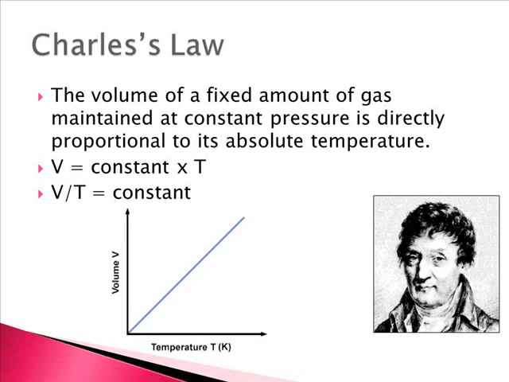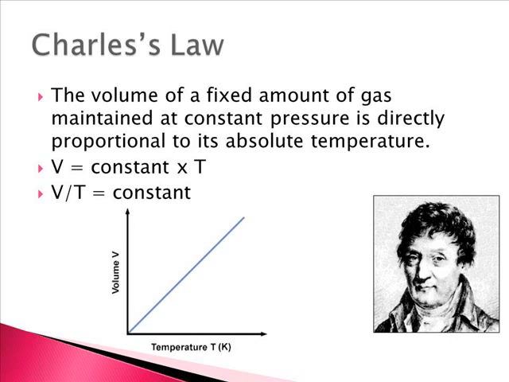And he graphed it, and we get the straight line that looks like y equals mx, which he said is volume is equal to some constant times temperature. We solve for the constant, like we did with Boyle's law, and we get V over T equals some constant.